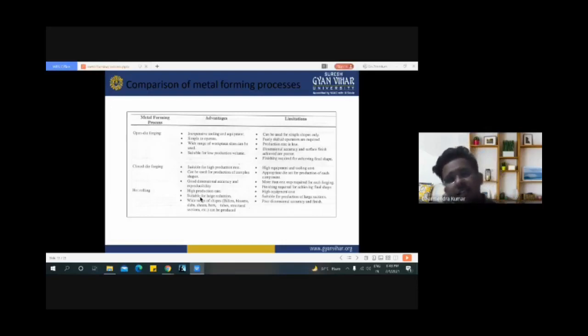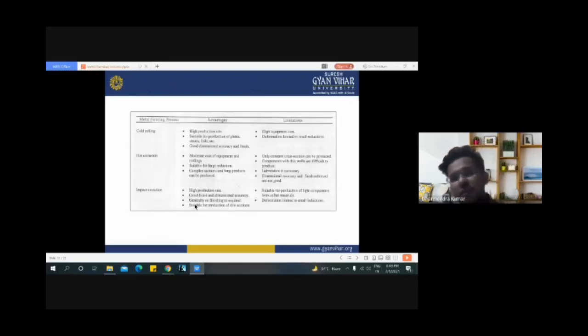Here are the advantages and limitations of hot rolling. We have seen them in the previous chapter. We have also seen in the previous chapter the various advantages and limitations of cold rolling. These are the advantages of the hot extrusion process: moderate cost of equipment and tooling, suitable for large reduction and complex sections, and long products can be produced. The limitation of the hot extrusion process is that only constant cross section can be produced. This is the main limitation of hot extrusion.